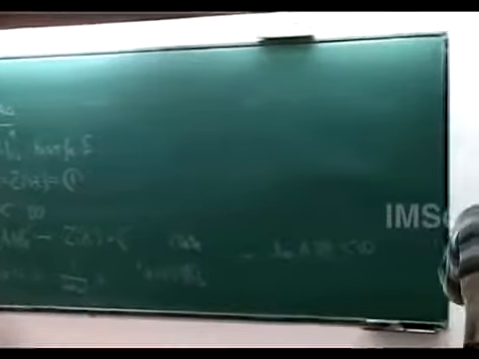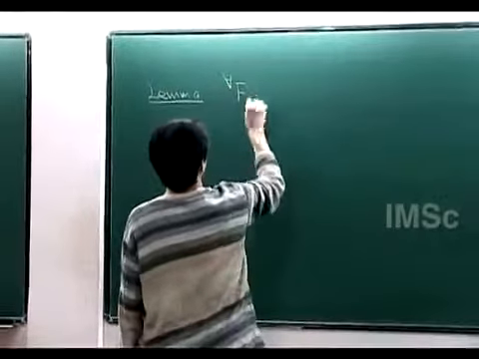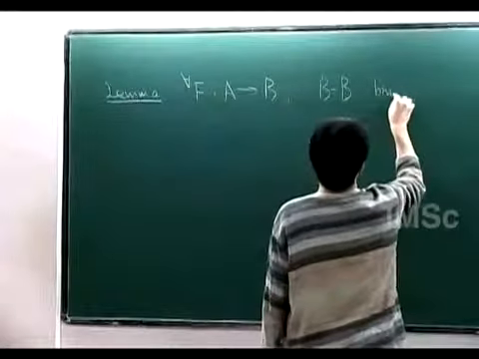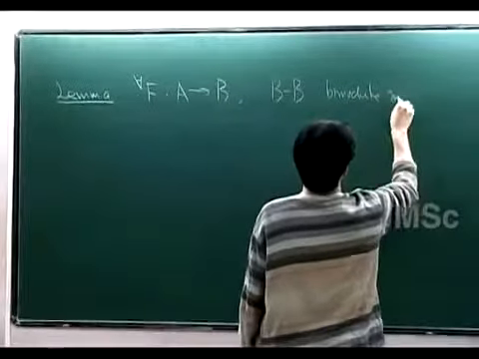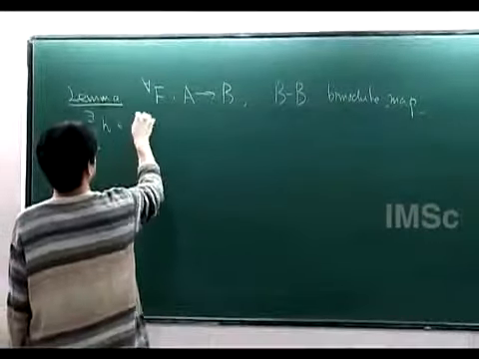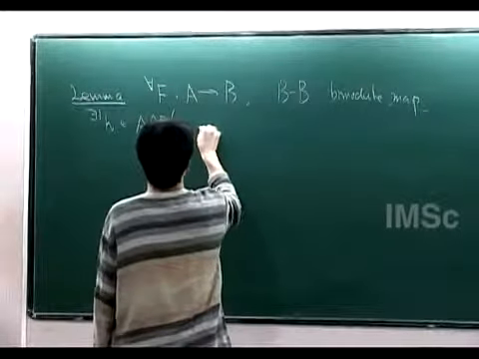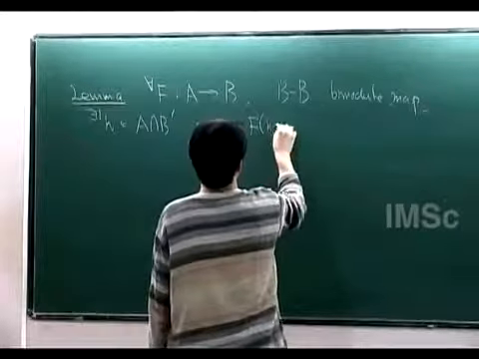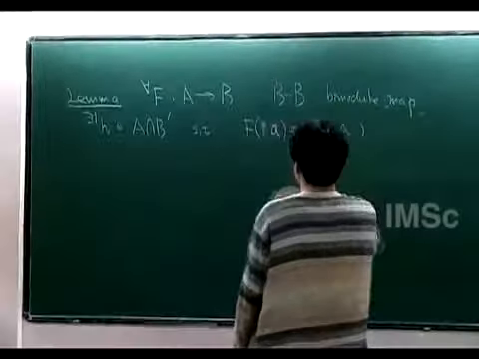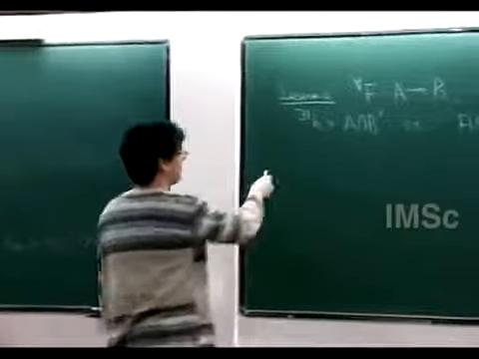And the key lemma is a kind of Radon-Nikodym theorem. So we say that for any map F from A to B which is a B-B bimodule map, there exists a unique element H, a kind of Radon-Nikodym derivative, in the relative commutant, satisfying this condition: F(a) is given by E(Ha). So it's an easy consequence of the existence of the basis here. So let me give you the proof.